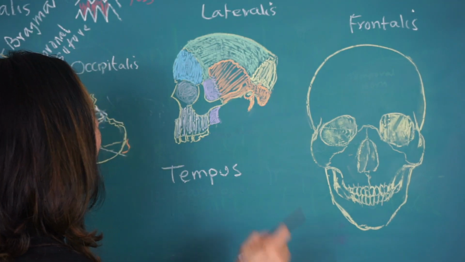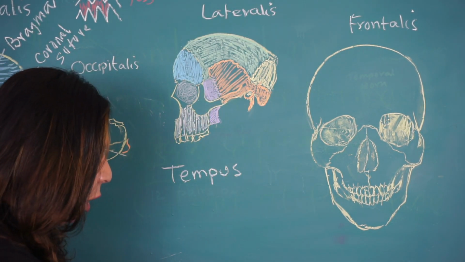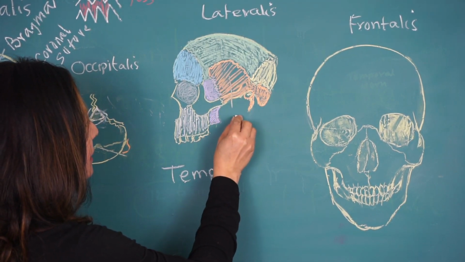All right, so the part of the temporal bone which is flat, you call it the squamous.